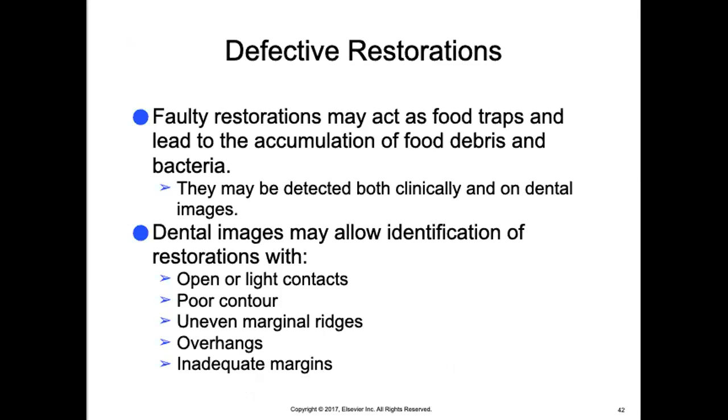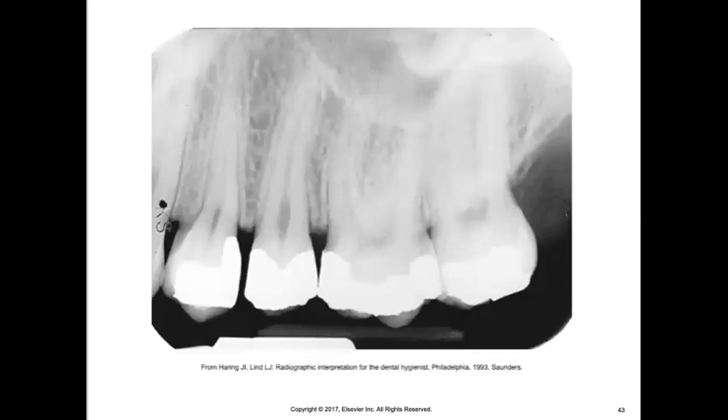Defective restorations are also a factor. That's because they may act as food traps and lead to the accumulation of food debris and bacteria. They may be detected both clinically and on a dental image. So dental images may allow for the identification of restorations with open or light contacts, poor contouring, uneven marginal ridges, overhangs, or inadequate margins.